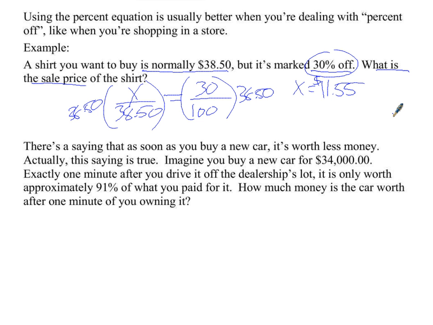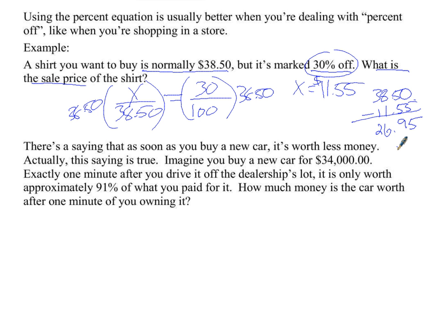How did you do that? So you took the original price and you subtracted how much the sale price took off, okay? And you get $26.95. That would be the sale price. So that's how you're going to have to do that problem. You find how much off you get and then subtract the two numbers.